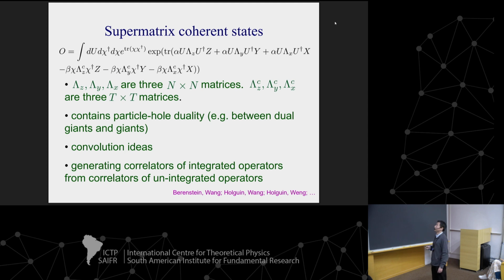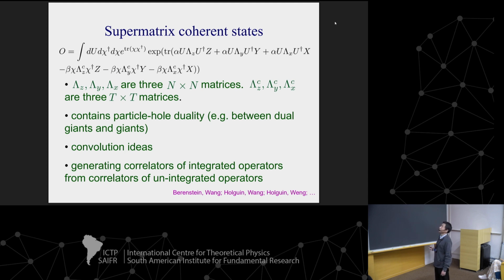This additional part describes a coherent state of hole excitations, because one can consider the dual AdS giants as ordinary particle excitations and the internal giants as hole excitations. And this state can have a particle-hole duality, where the particle can be viewed as giants and the hole can be viewed as internal giants.